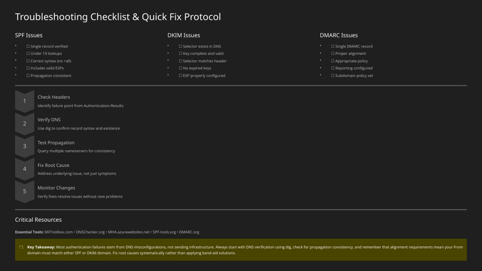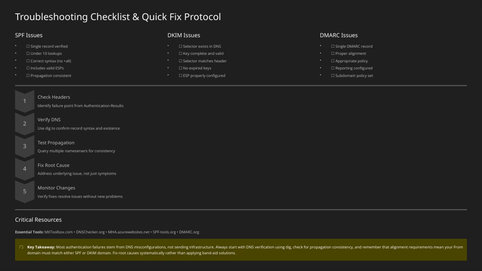First, we start with SPF, or Sender Policy Framework. Make sure you verify that there's only a single SPF record for your domain, as multiple records can cause conflicts. Keep the number of DNS lookups under 10 to avoid timeouts, and double-check that the syntax is correct. No unnecessary +all statements. Confirm that your SPF record includes all valid ESPs, and ensure that DNS propagation is consistent across different servers.